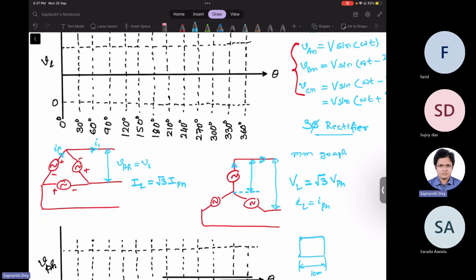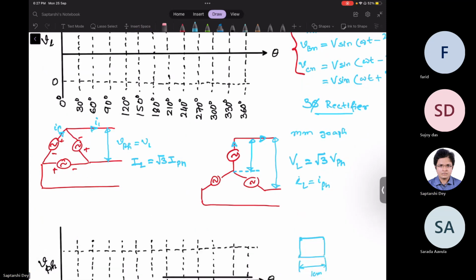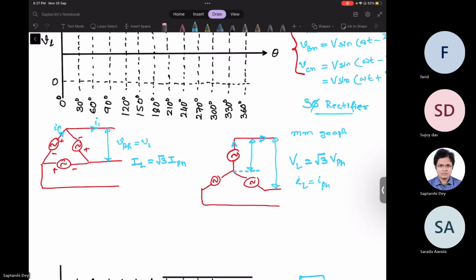I need your feedback here. Do you know how to get line voltages from phase voltages by geometry? I mean, by phasor or by trigonometric calculations? Anything? No. Okay. So we'll go through phasor.